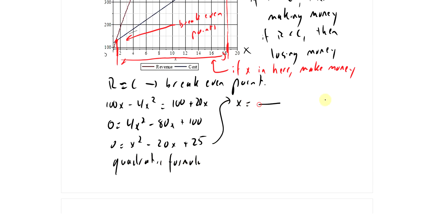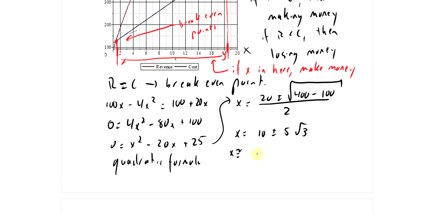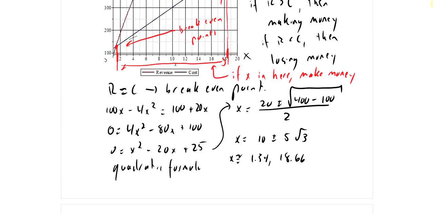x equals negative b plus or minus square root of b squared, that's 20 squared, which is 400, minus 4ac, and 4 times 25 is 100, all over 2a. If you grind it out and simplify it a little bit, it should be 10 plus or minus 5 square root of 3. x equals roughly 1.34 and 18.66. Those are my break-even points.